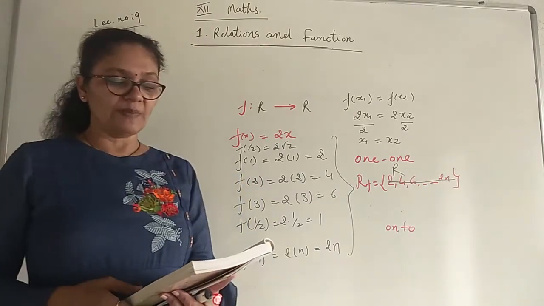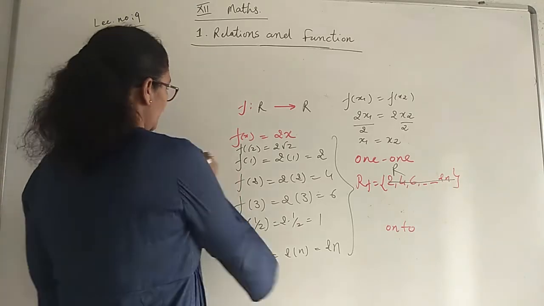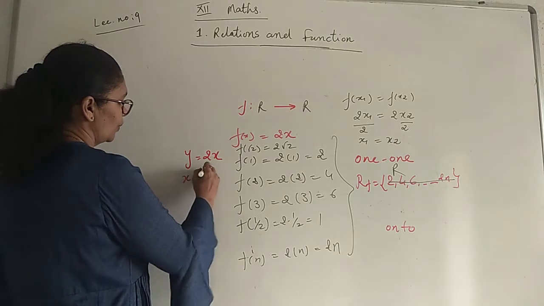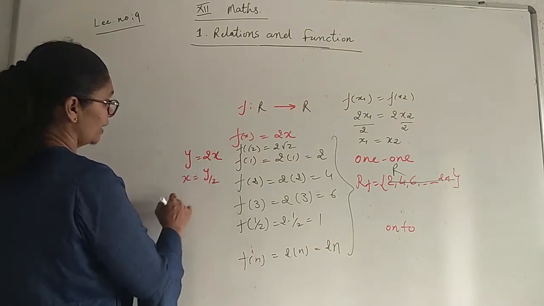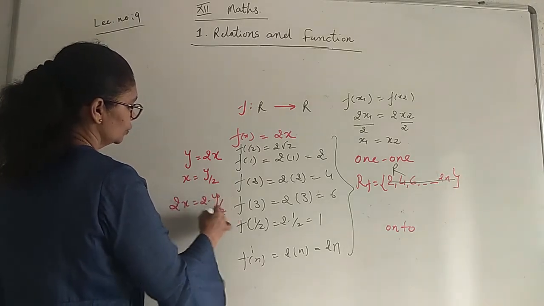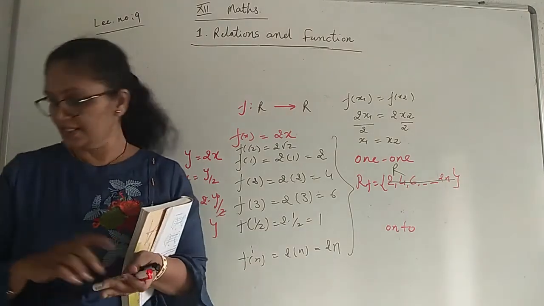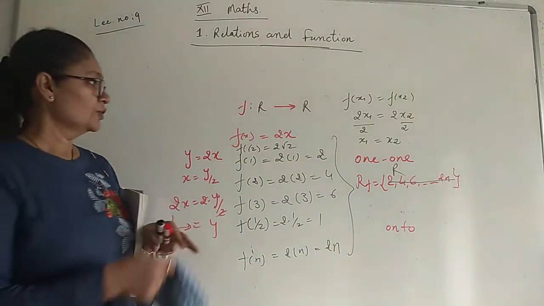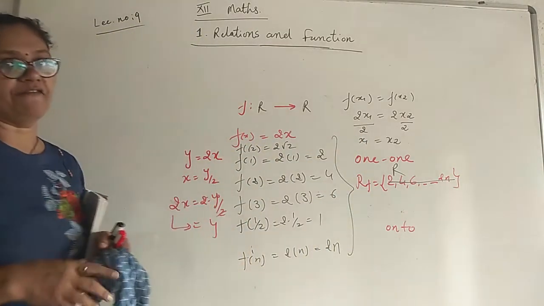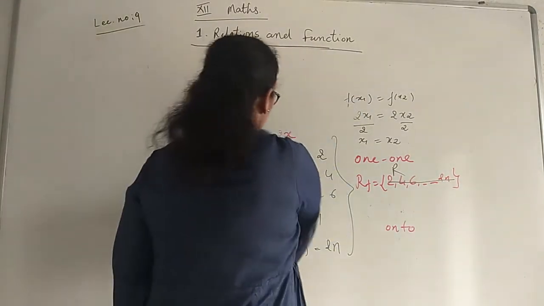One more method is mentioned by which you can prove onto also. That also I show you. Suppose y equal to 2x. So we can take x equal to y by 2. Now 2x equal to 2 into y by 2. 2 cancel, so you get y. What is the meaning of it? From that also you can say it is an onto function. So we have proved it by example also, and by the definition also. That way you can write for your one-one and onto function.